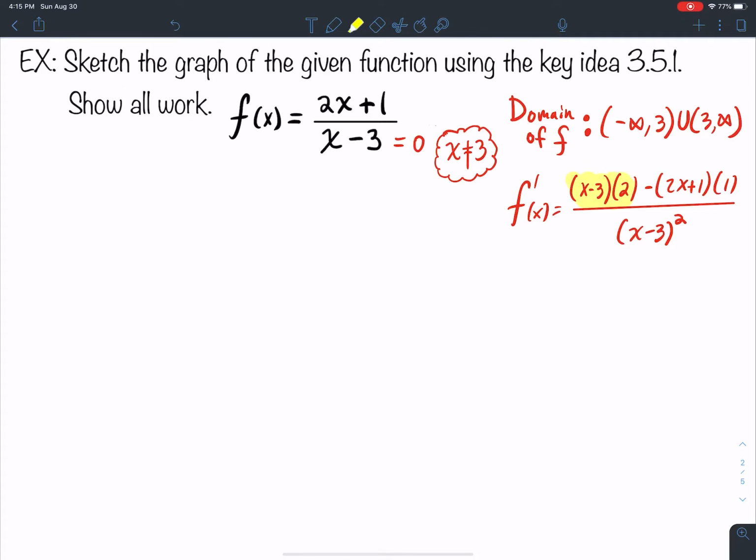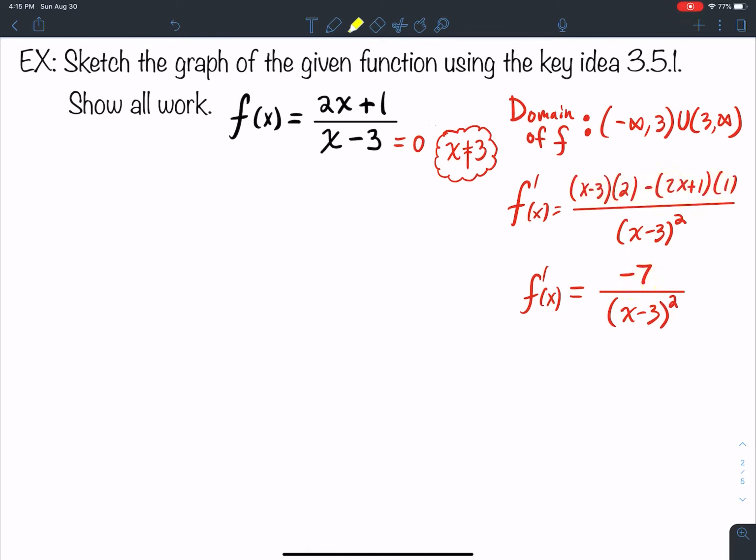If I multiply this through, I'm going to get 2x - 6, and then I also have a negative 2x here, so those x's cancel, but then this negative multiplies in, and so I end up with negative 7 in the numerator. If you combine like terms here, the denominator stays the same, (x - 3) quantity squared.